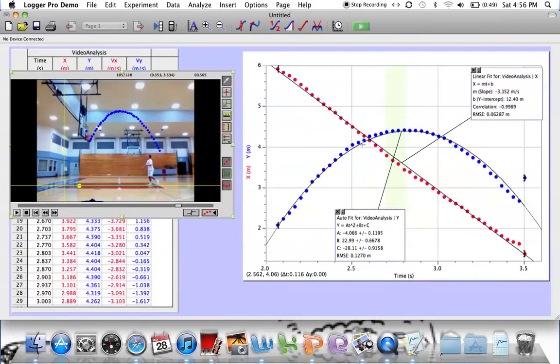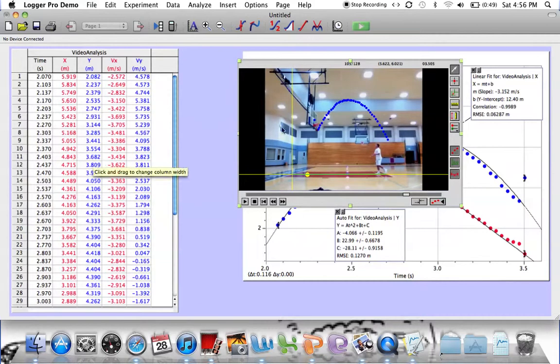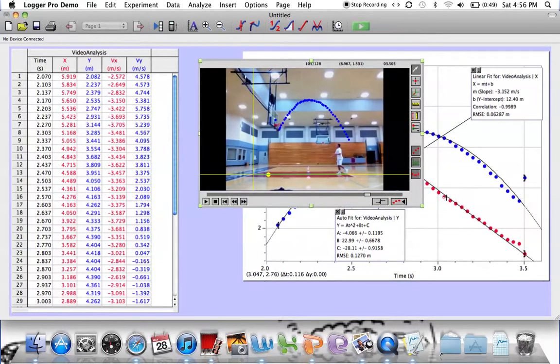Now there are a few discrepancies. If you look at our data table, you can see that our average slope in the x direction was negative 3.152 meters per second. And we know that there should be little to no acceleration in the x direction. However, look at 2.2 seconds, the velocity is negative 3.693. Then at 2.9 seconds, it's negative 2.619. Those discrepancies come from inaccuracies in the clicks.